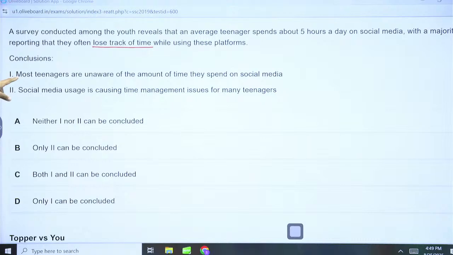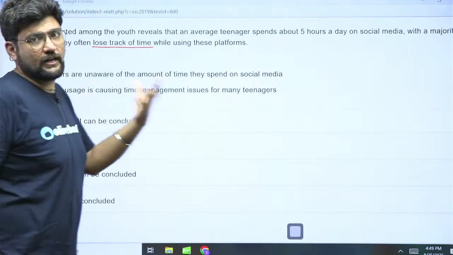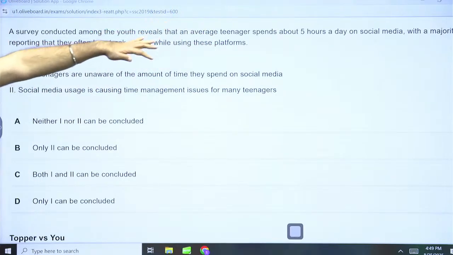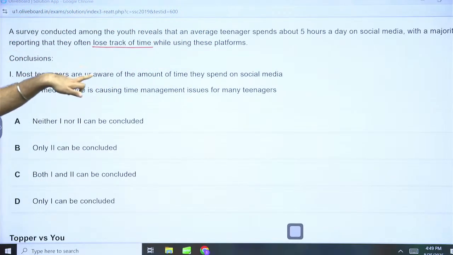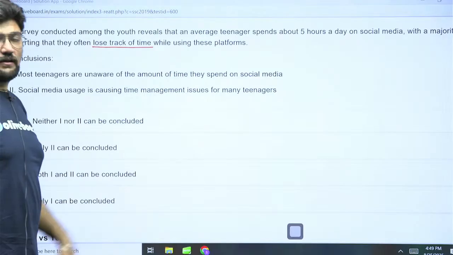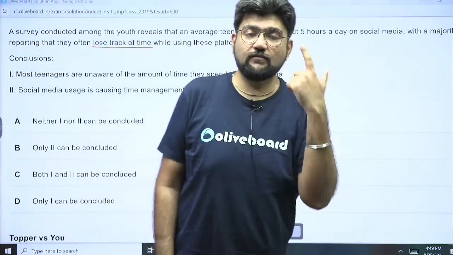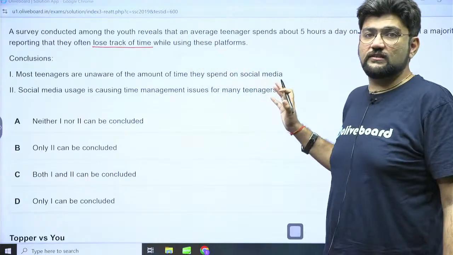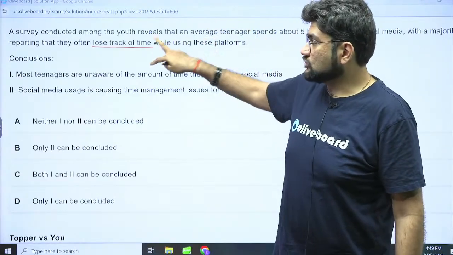Read the first conclusion. Conclusion means what can you derive from this? What is the author actually trying to tell you? Why has the author written these two lines? To drive what message to you? Most teenagers are unaware of the amount of time they spend on social media. Now there is a combo effect which happens on your brain. When you're actually sitting in the examination, a tired brain which has already reached the end of the reasoning section associates these two things.